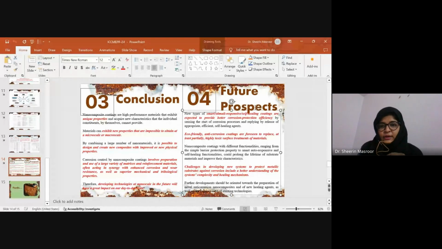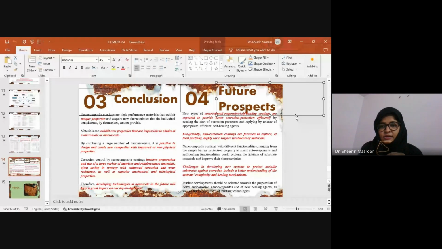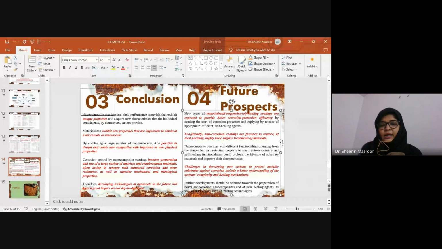So in the future, we can see that different smart stimuli responsive or self-healing coatings are expected to arrive for better corrosion protection, giving better corrosion inhibition efficiency. And we are looking to synthesize some eco-friendly anti-corrosion coatings, which can replace the basic coatings which may be toxic to the environment or human health.